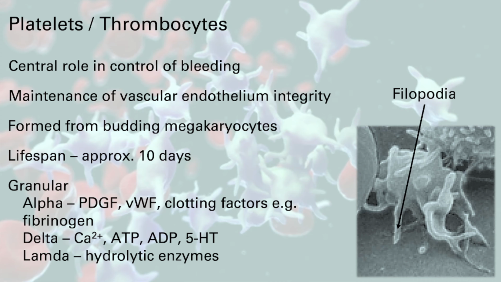What we can see in the electron microscope image on the right is an activated platelet, which is forming these protrusions called filopodia, and these are really important for their function in being able to cross-link with one another.